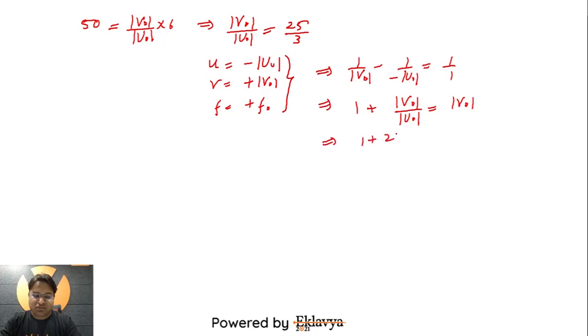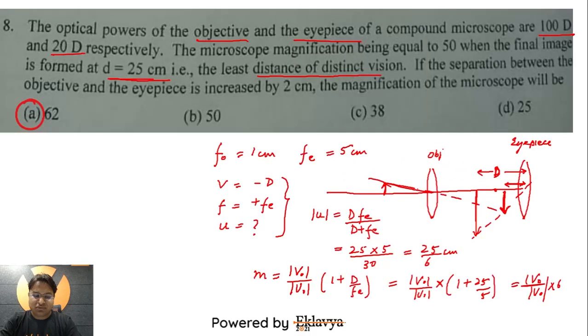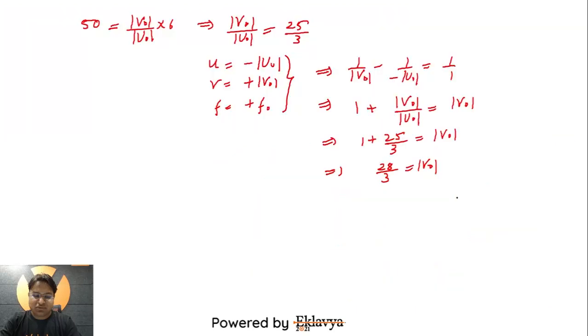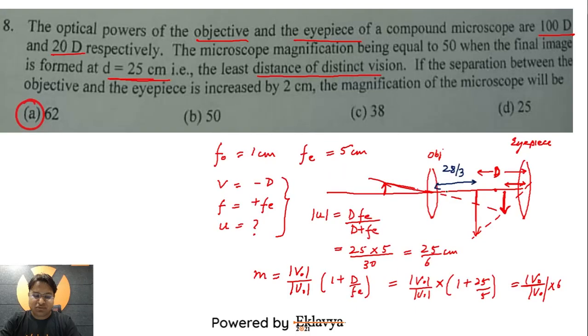So 1 plus 25 by 3 is equal to mod V naught. So 28 by 3 is mod V naught. That means in the first scenario where we used the microscope, this distance, how much did we get? I think it was 28 by 3. Let's just check this value. So 28 by 3. So this distance was 28 by 3.